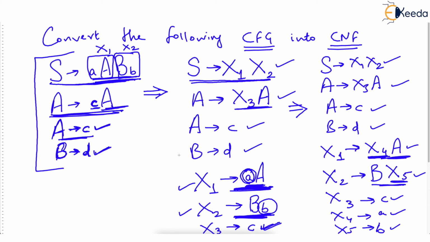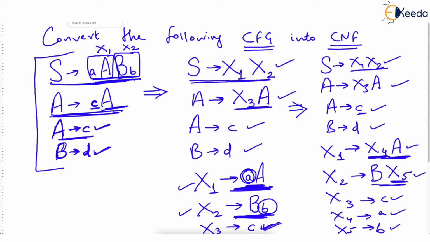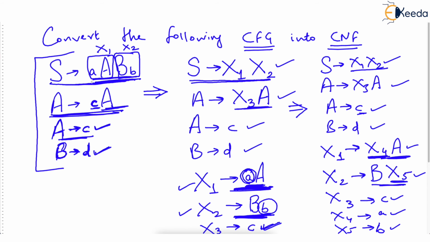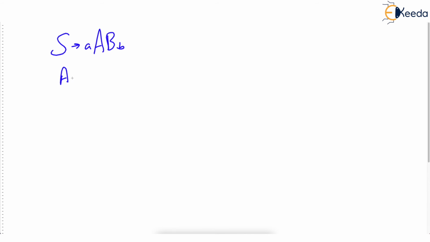We did nothing. We just kept on introducing non-terminals so that the right hand side contains only two non-terminals or a single terminal. Okay, let me revise this. I'll write the same grammar again and solve the same problem. What is the grammar given? S derives AABB, A derives cA, followed by A derives c and B derives d.